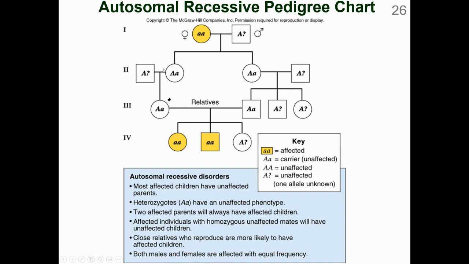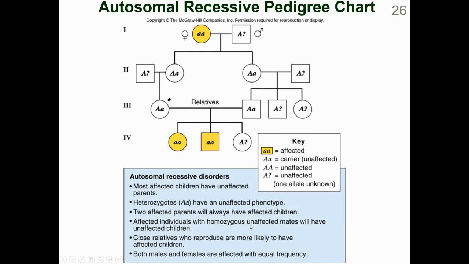So this skipping a generation and parents that aren't affected having offspring that are, or a parent that is affected with one that's not having offspring that are not affected, is indicative of an autosomal recessive pedigree chart. So two affected parents will always have affected children. I don't see that here. But if I did see that, it would tell me definitely.